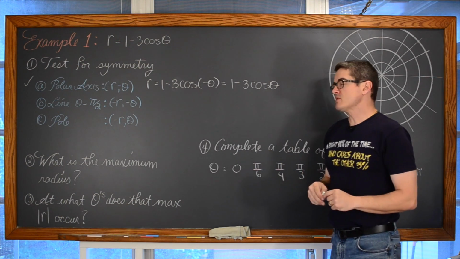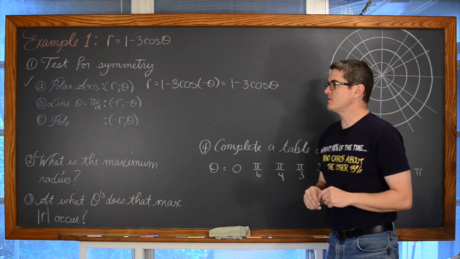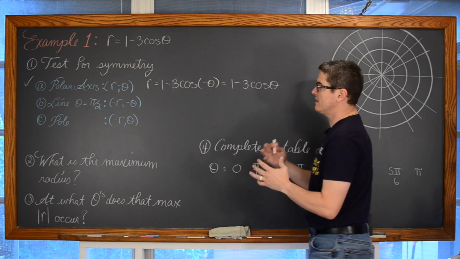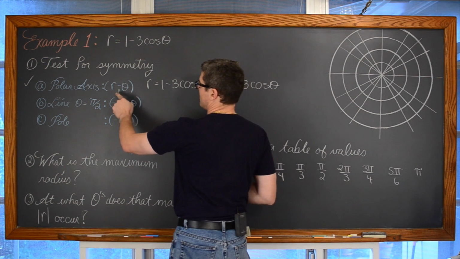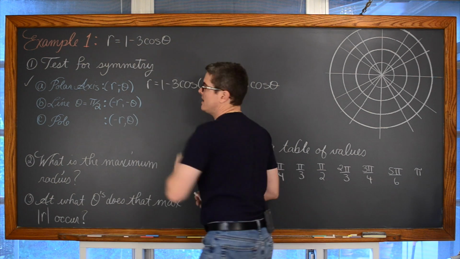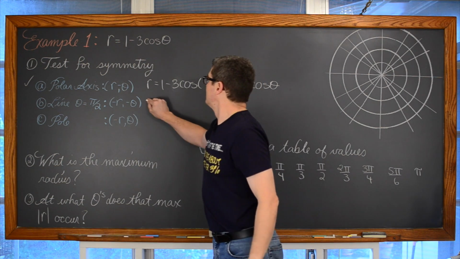Is it going to be symmetric to the line theta is equal to pi over 2? Well then, in that case, I have to replace r and theta with negative r, negative theta.